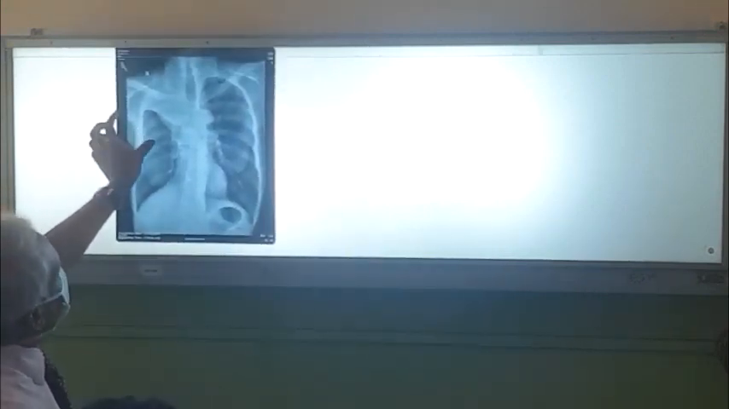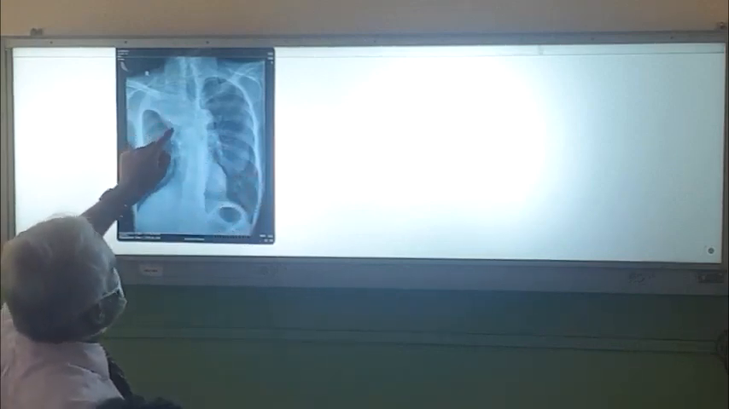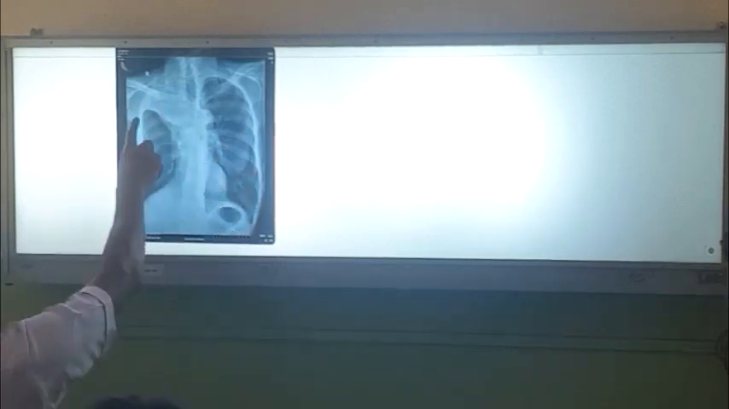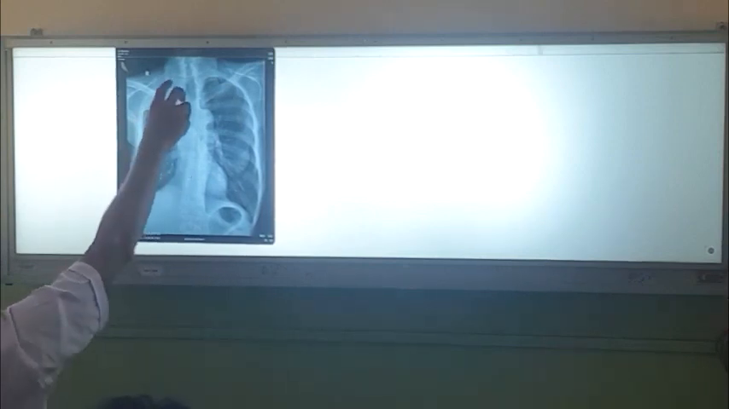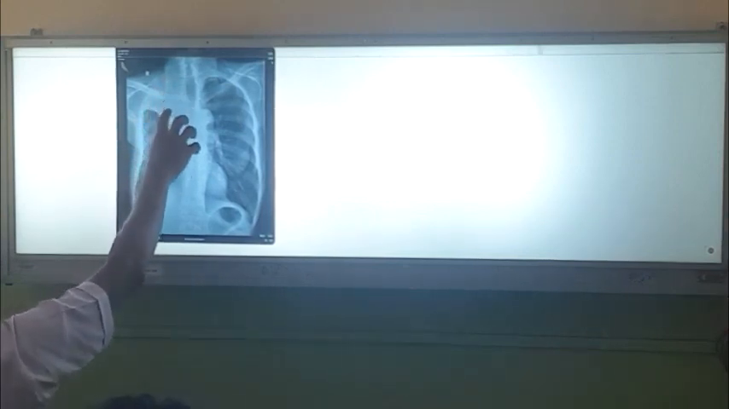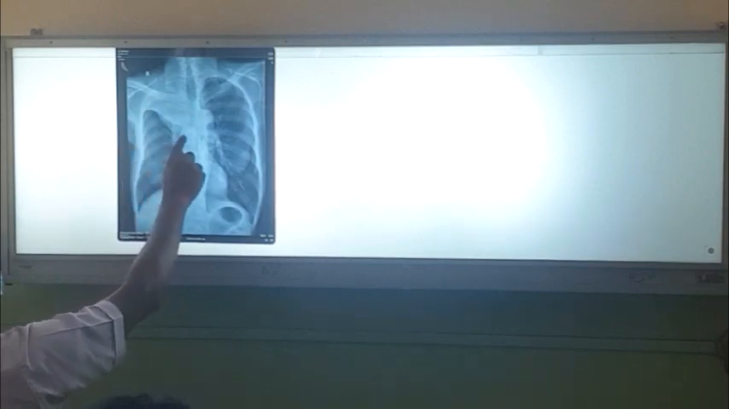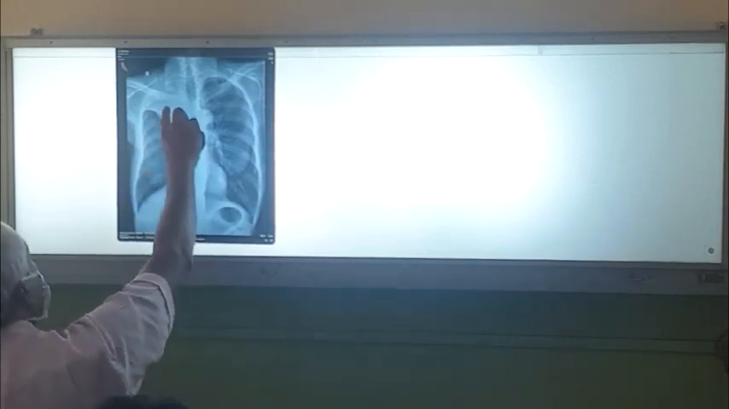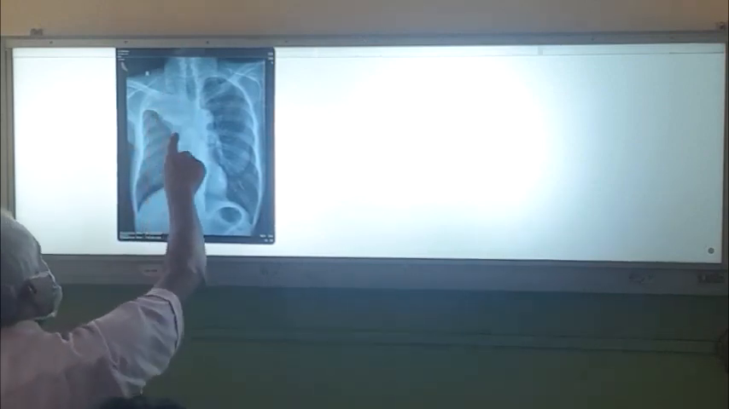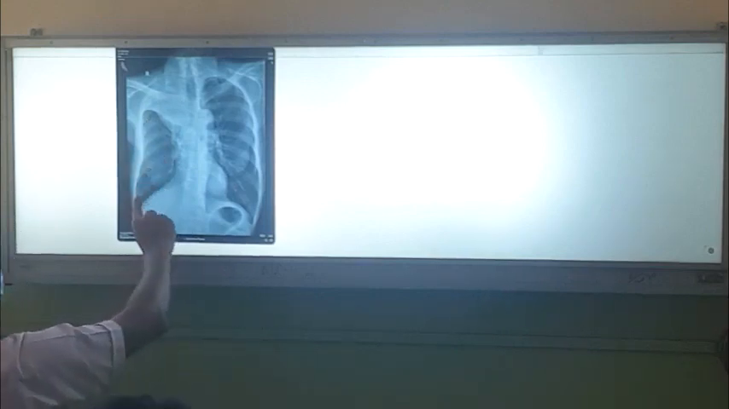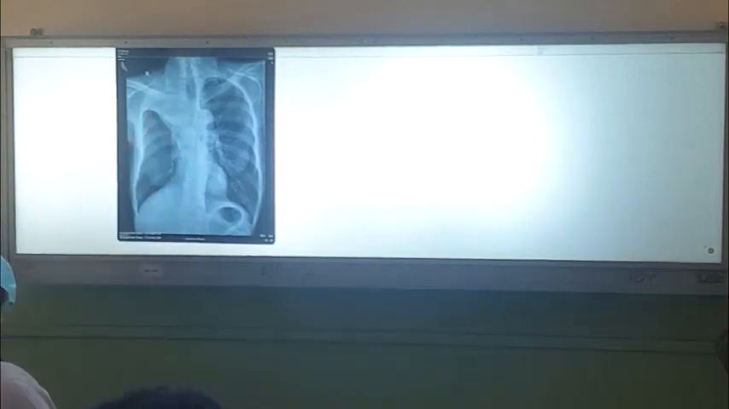So this is what happens in right upper lobe collapse. This is a mass lesion causing right upper lobe collapse. And this is the transverse fissure. It should be here, right? Because the right upper lobe is collapsing, this is the hypoinflated middle and lower lobe. So this is a collapsed right upper lobe.